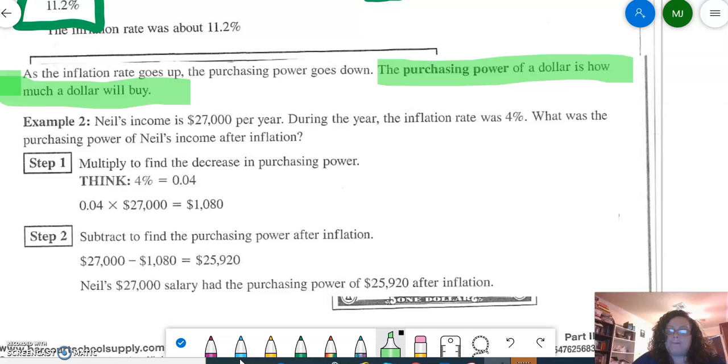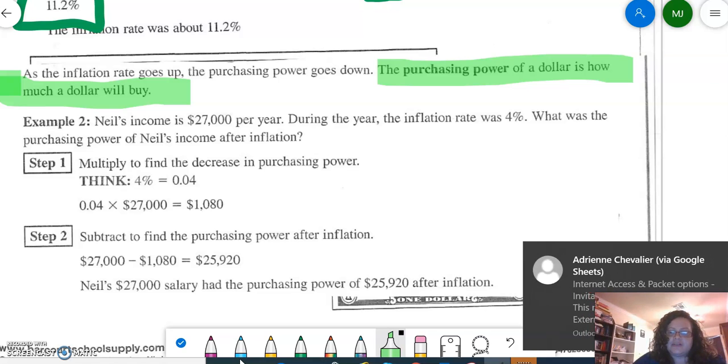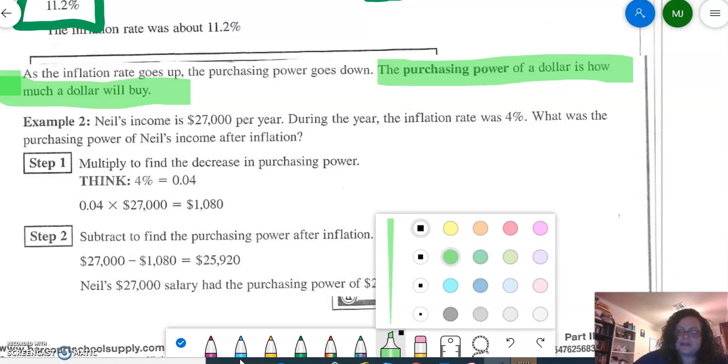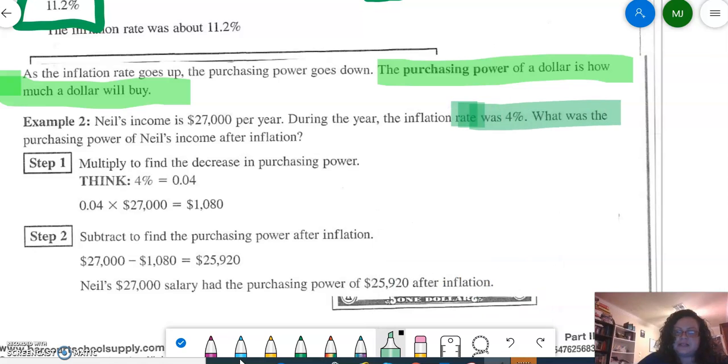So what we're going to do is multiply to see how much the decrease in purchasing power was. Okay, so if it's 4%, the first thing we need to do is change that 4% to a decimal. So remember, we just moved the decimal over twice. That's how we got 0.04. And then we're going to multiply that by the income. So when we multiply that by the income, we get $1,080. That's the first part, and that's the decrease in purchasing power. So this is how much the decrease was.